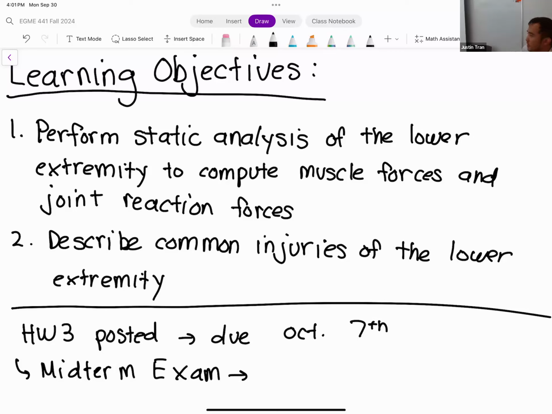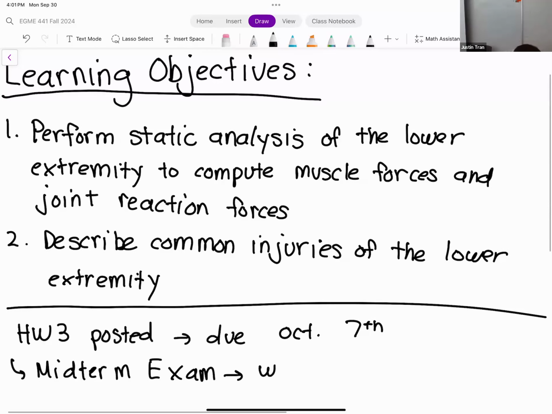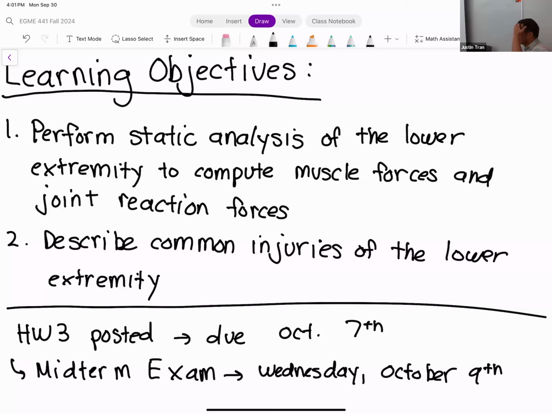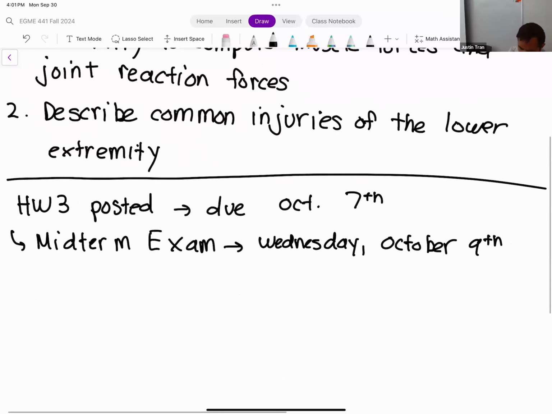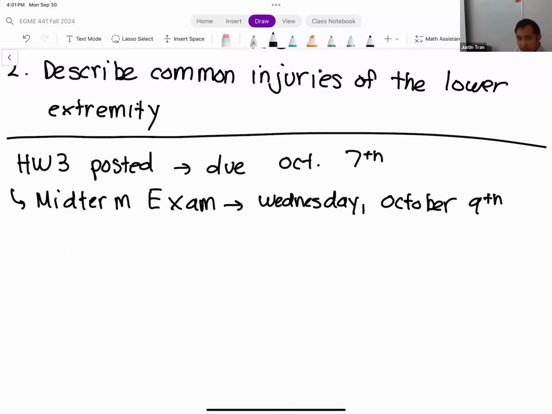The midterm exam right now is planned for next Wednesday. It's going to be in class. For those of you on Zoom, please plan to be here in class because I'm only going to have paper exams for you. In terms of content, basically everything that we've been covering for static analysis will be on the exam, as well as all the tissue biomechanics stuff that we went over, like bones, muscles, and joints.